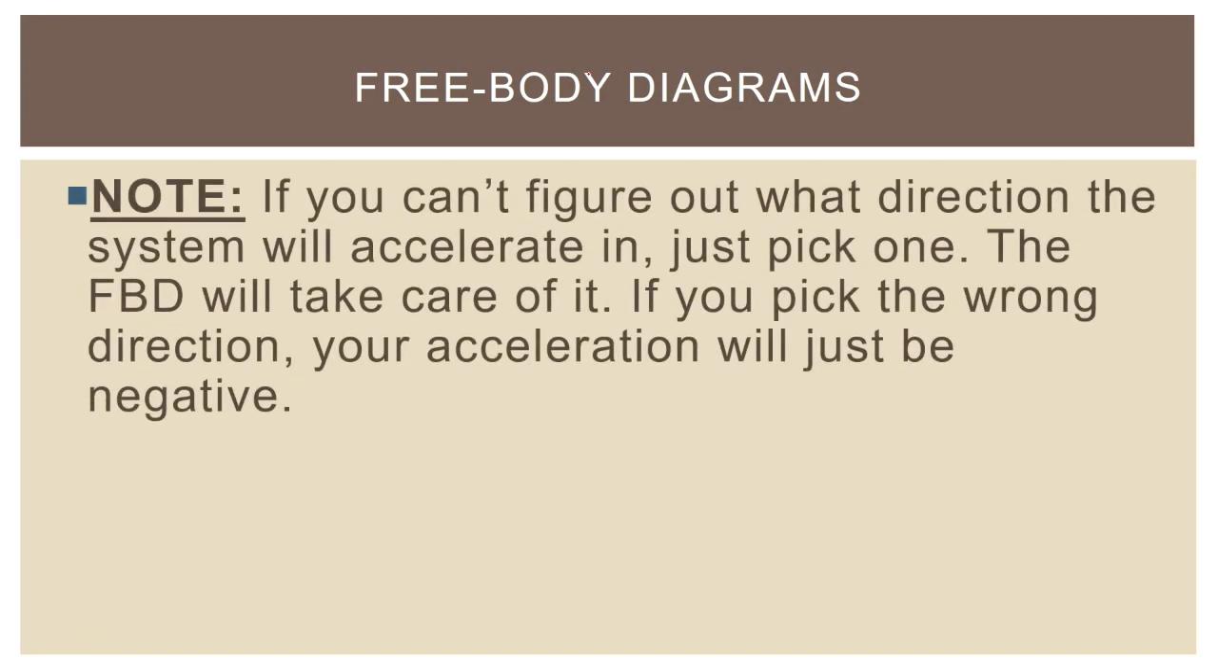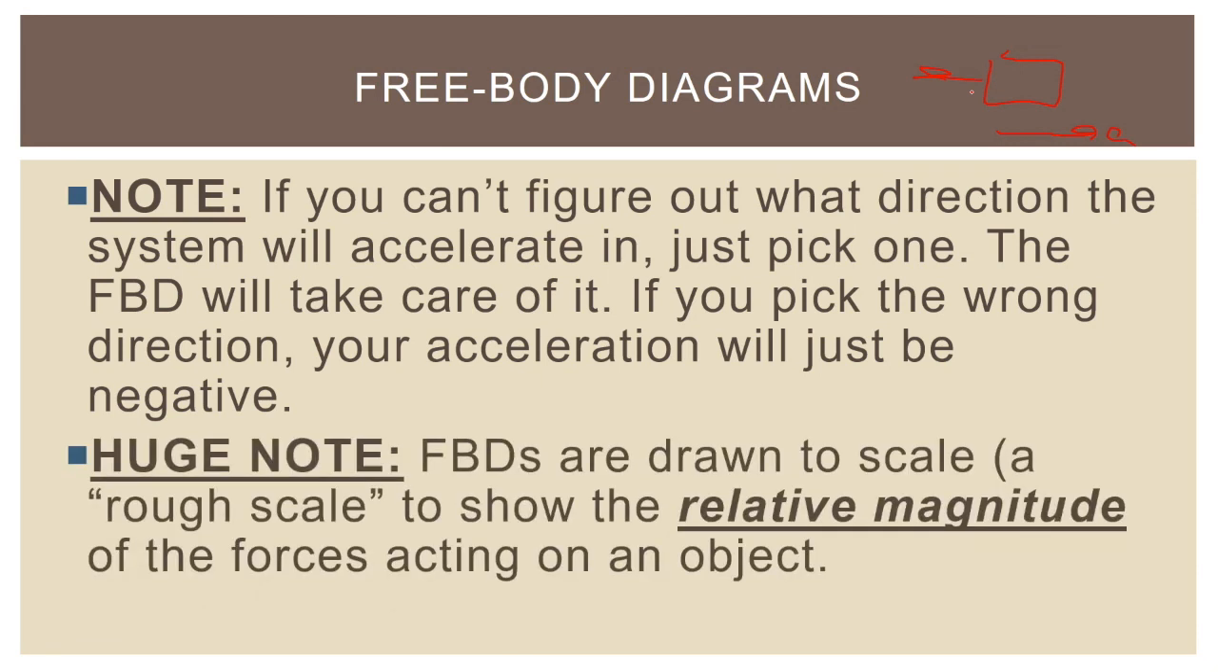But in some cases, you might not be able to. And so the idea here is, if you can't tell which direction the object is accelerating in, make it up. Just pick one. The free body diagram will take care of the rest. If you pick the wrong direction, your acceleration will just work out to be negative. And if you assume in your diagram that the object is going to accelerate in a certain direction, and then you get a negative number, it just means that it's going the other way. That's no big deal.